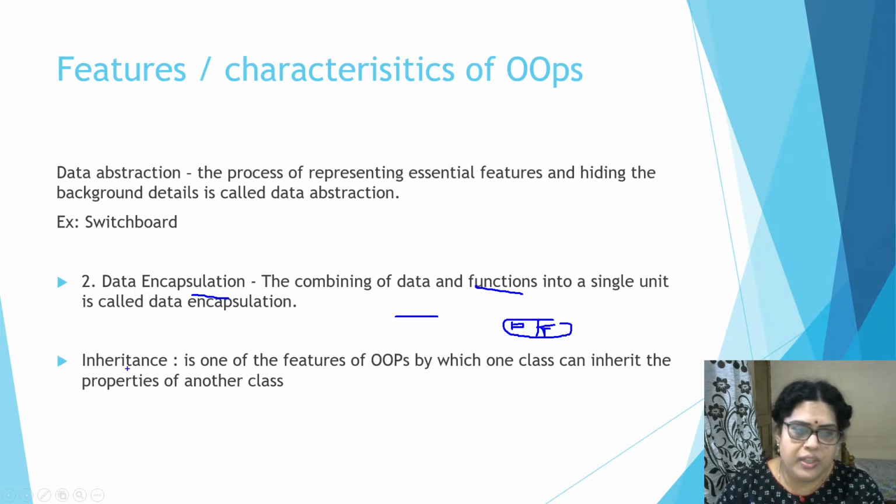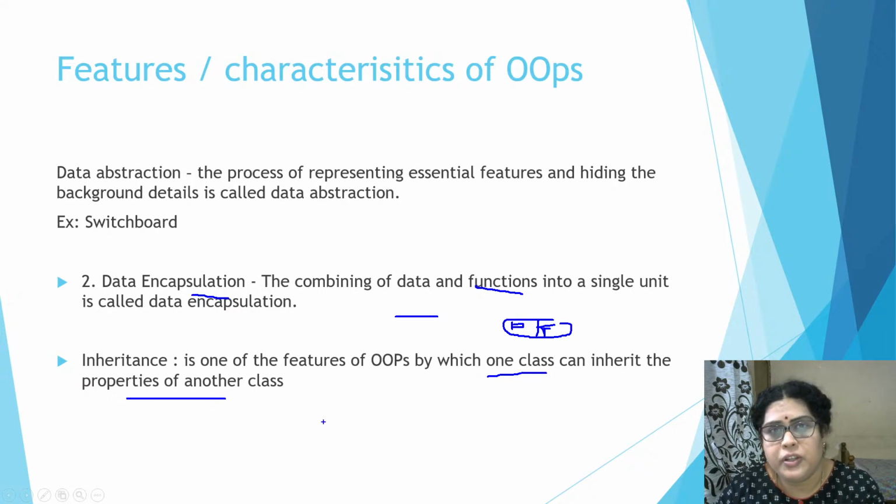Next one, inheritance. Inheritance is also one of the principles or features of OOPs, in which one class can inherit the properties of another class, or in simple terms, one class gives its properties to another class. Properties always means the data variables and the data functions, because a class contains only those two things, isn't it?